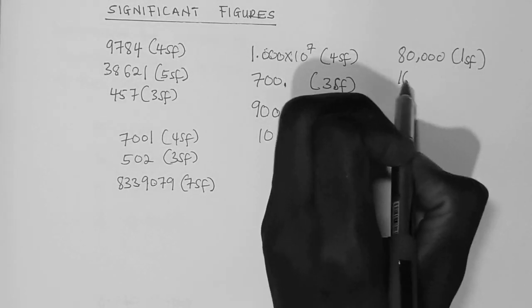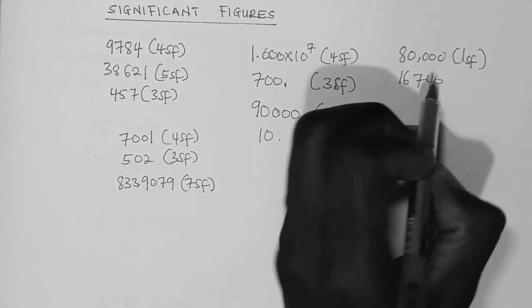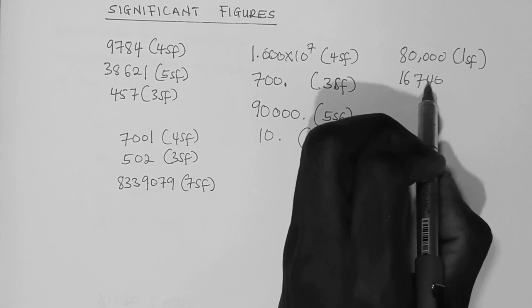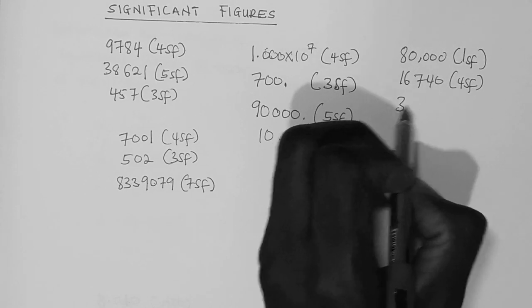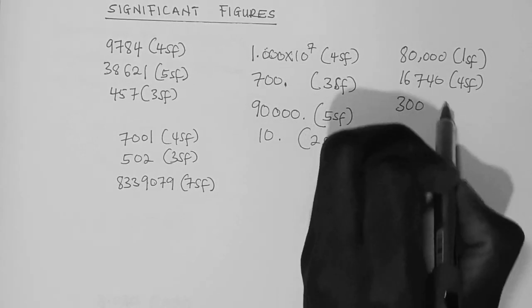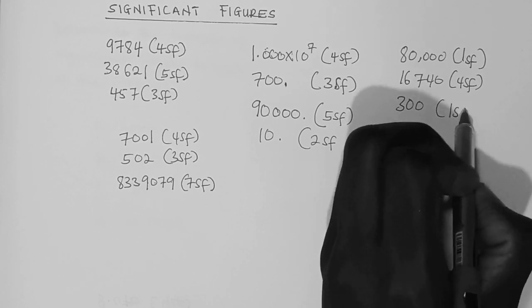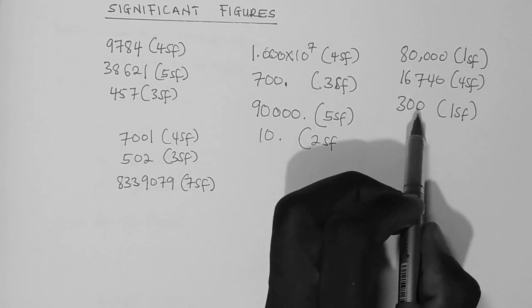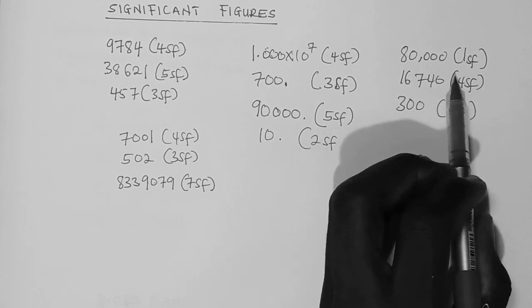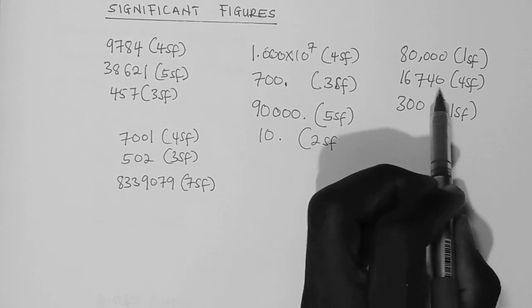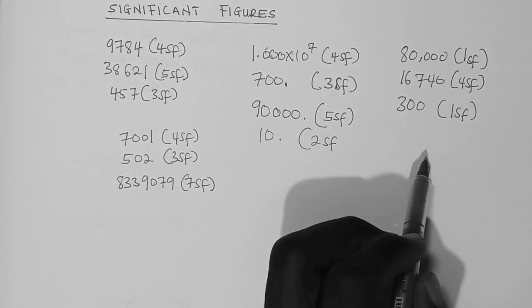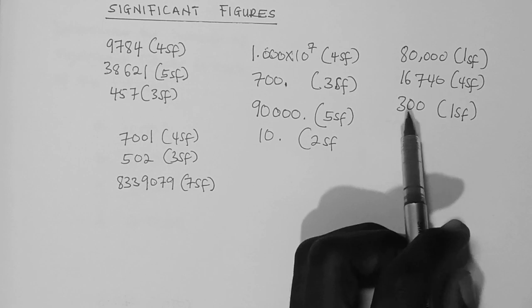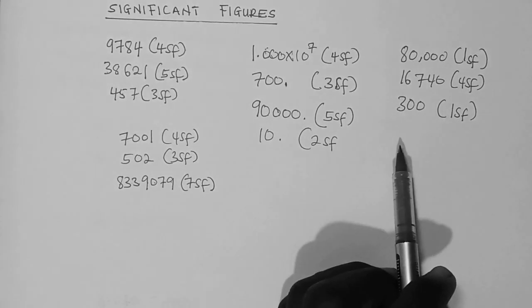What about 16,740? So 1, 2, 3, 4. These have four significant figures. What about 300? 300 has one significant figure. Now, anytime you see trailing zeros that do not have a decimal point, then the zeros are not counted as part of significant figures. So final zeros without a decimal point are not significant.